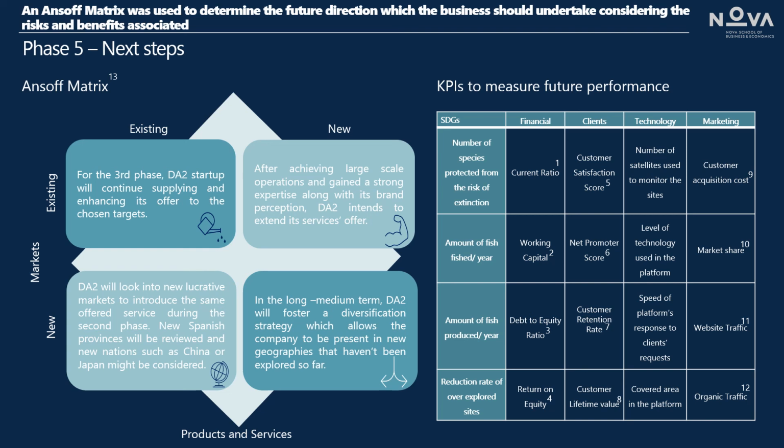Across the years, DA2's relevance in the market will be bigger, and it will shift from a startup to a bigger enterprise. To support next strategy decisions, an Ansoff matrix was developed. We will continue to improve our platform and quality of our reports given to clients, and we will explore new geographical markets. Moreover, we intend to start providing new complementary services to our existing offering. From project to project, several will be the KPIs to assess their performance, and they range from financial to client and SDG-related KPIs.